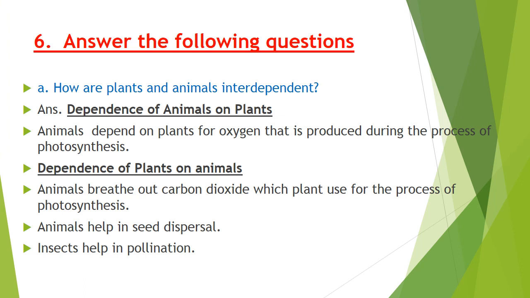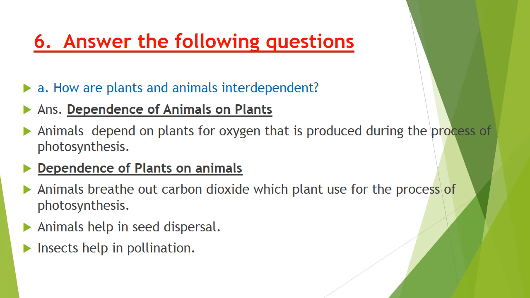Part 6 is answer the following questions. Here in this section, part A, how are plants and animals interdependent? In this question we have to answer how plants and animals are dependent on each other. So first, dependence of animals on plants. Animals depend on plants for oxygen that is produced during the process of photosynthesis. And in dependence of plants on animals, animals will breathe out carbon dioxide and that carbon dioxide will be used by the plants for the process of photosynthesis.